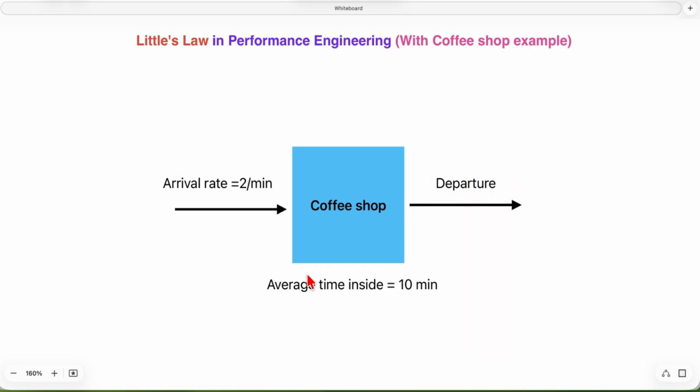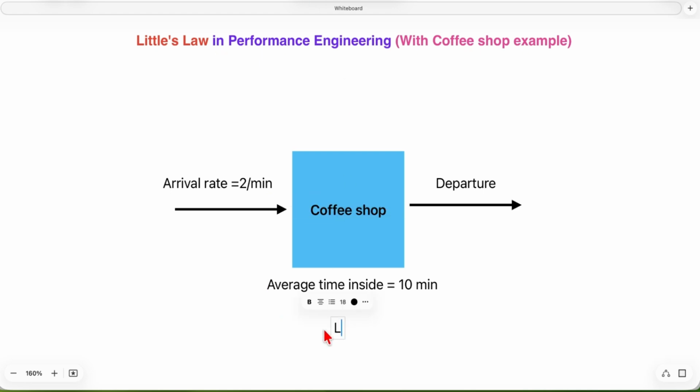Finally, once the customer spends 10 minutes inside the shop, the customer will depart. This is the arrival rate, and this is the exit rate. If I want to measure, at a given point of time, how many customers there will be on average in the coffee shop, then I can use a formula.